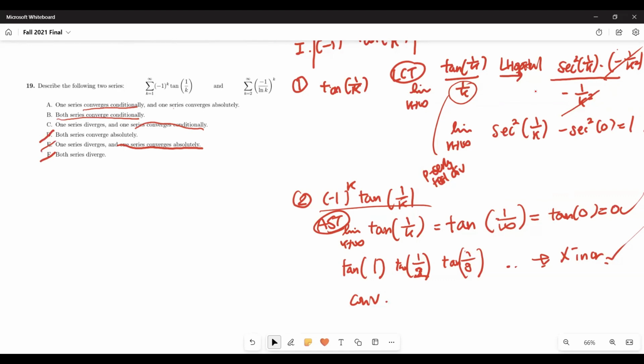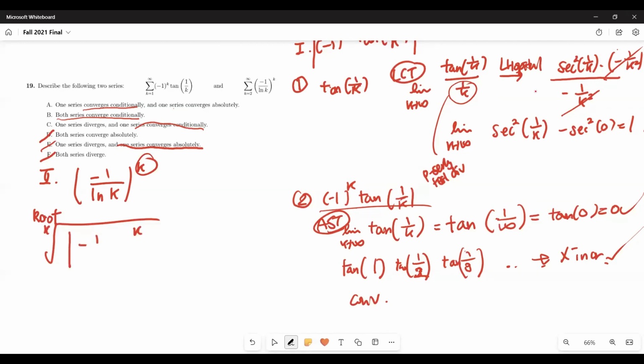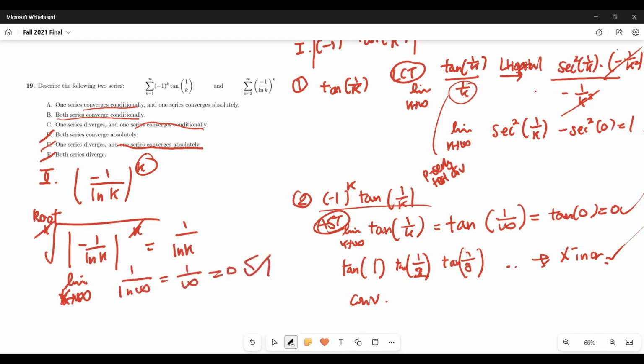Okay, let's evaluate the second one. So the second one is negative 1, ln of k to the k power. My handwriting is getting a little messy because my laptop is overheating and I'm having a hard time writing it. So we're going to apply the root test. We haven't really used that a lot because it's to the k power. So the k-th root of k, negative 1 over ln of k. This just cancels out the k, and this just becomes 1 over ln k. The limit as k goes to infinity of 1 over ln of infinity is 1 over infinity, which is 0, which is less than 1, so it says converging.